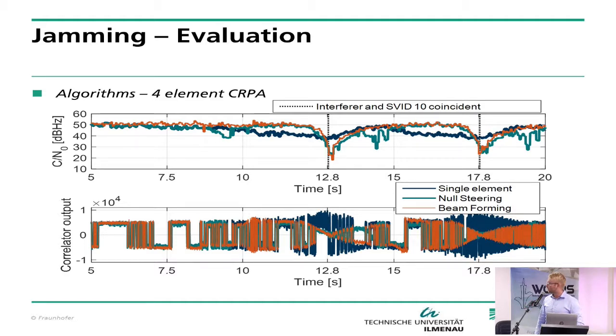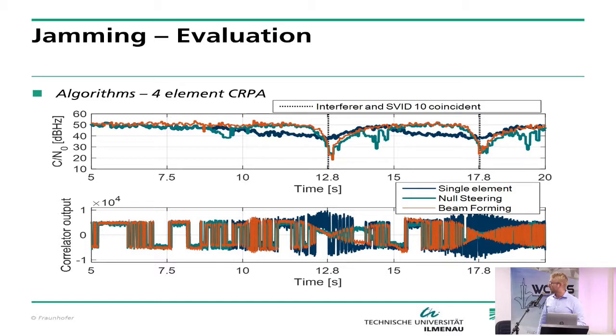And the blue line is the case when I only use one single element antenna and do no signal post-processing at all. So you see that the signal drops when the jammer is present and when the jammer is at the same position, but it doesn't fade at all because in this academic example, the jammer was not that strong. We only wanted to compare the different types of signal processing.